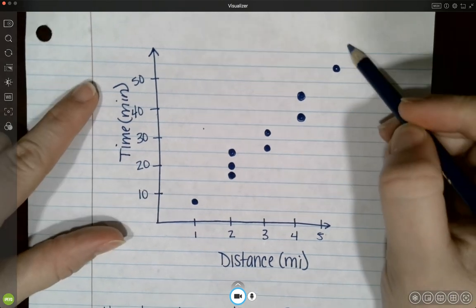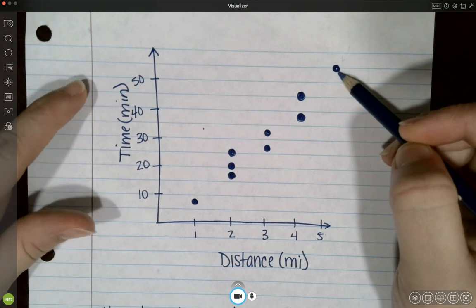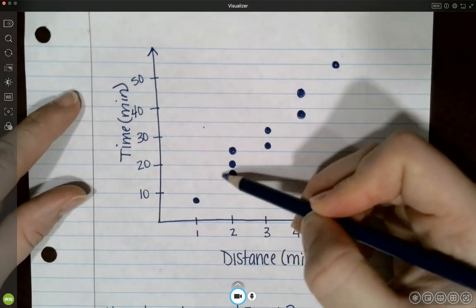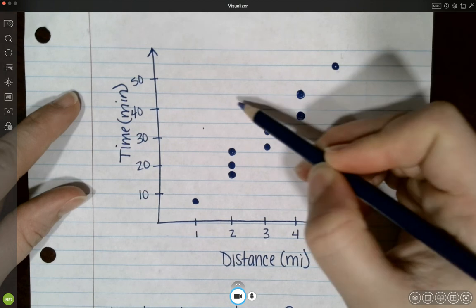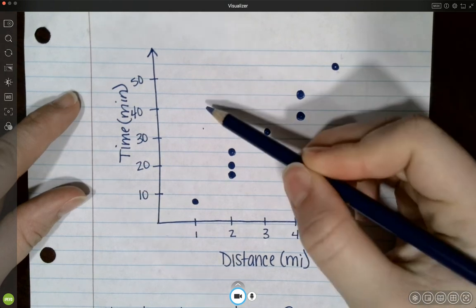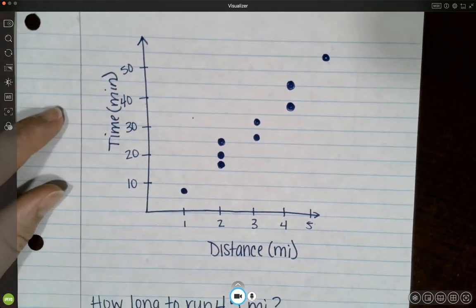Now, a lot of times you guys like to call this an outlier. It's not, because it's going along with the trend. If the dot was floating in some of these white spaces, that's when it would be considered an outlier.